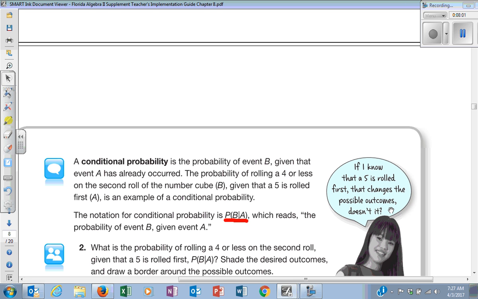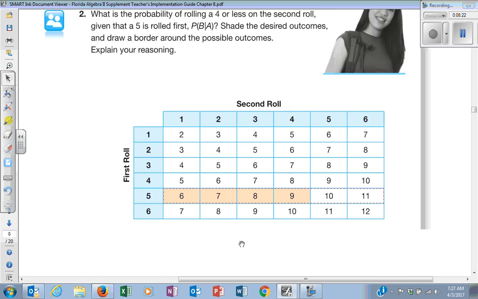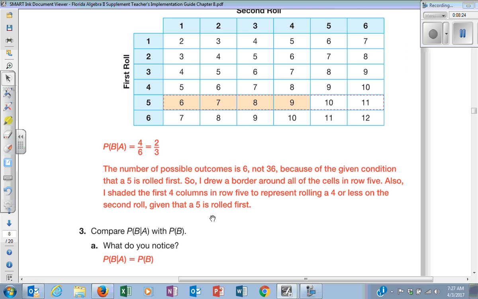What was it before? Not the 1/9. 1/9 was both of them happening together. What was the probability, look back in your book, of rolling a 4 or less? Well, there's 4 possibilities out of a total of 6. What does 4/6 reduce down to? 2/3. Right?